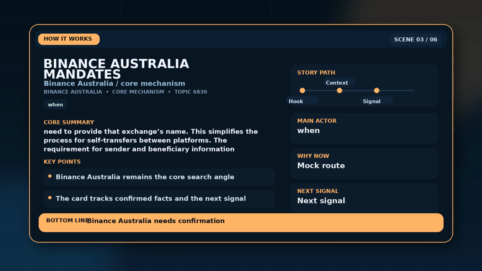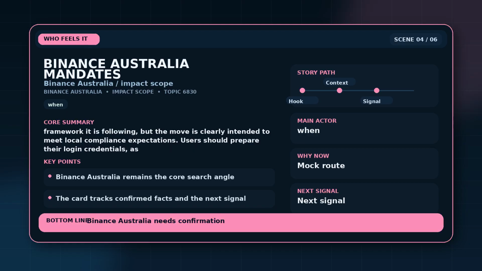The requirement for sender and beneficiary information is part of a broader regulatory push in Australia to increase transparency in crypto transactions. The Australian government has been working to align crypto with traditional financial regulations, which often include Know Your Customer, KYC, and anti-money laundering, AML, protocols. Binance Australia's new procedures reflect this trend. The exchange has not provided specific details about the legal framework it is following, but the move is clearly intended to meet local compliance expectations.